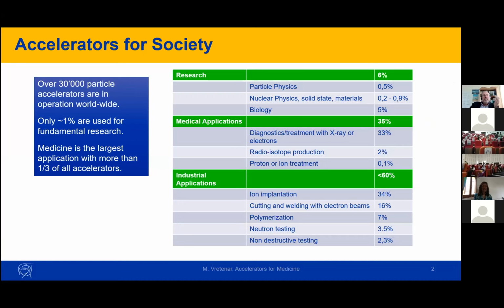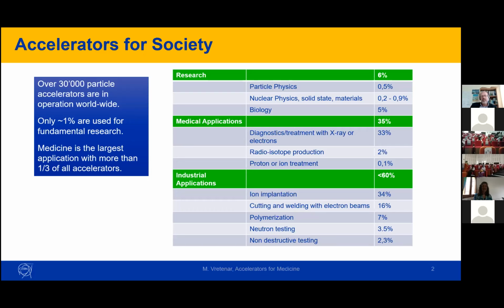Because when we think of accelerators, we all have in mind the large machines at CERN, the big accelerators. But this is only the top of the iceberg. Nowadays, there are in the world more than 30,000 particle accelerators, and only a small minority are used for research. And only a small minority, less than 1%, are used for particle physics. Yes, of course, these are the largest accelerators, the most visible, but this is just a minority.